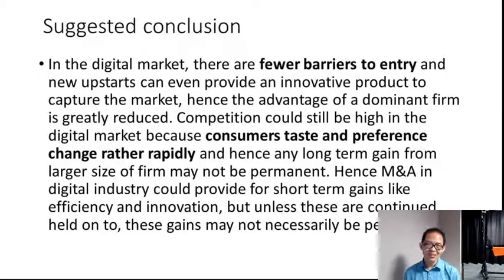So here's a suggested conclusion. In the digital market, there are fewer barriers to entry, and new upstarts can even provide an innovative product to capture the market. Hence, the advantage of being dominant is actually greatly reduced. Consumer competition could still be high in the digital market because consumers' taste and preference change rather rapidly. So the point is this: all these long-term gains from being large may not be permanent. So that is the conclusion that you could have as a final step.